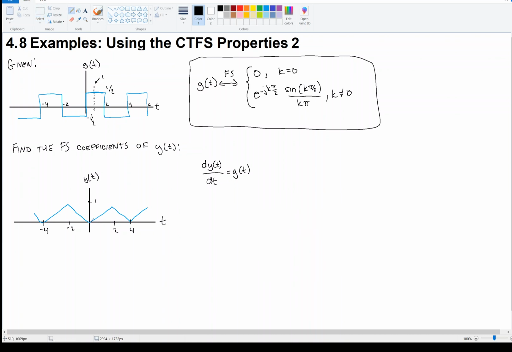Notice if we look at the triangle wave, it has a constant slope from 0 to 2, positive, and the slope there is rise over run, 1 over 2, 1/2. That's what we have for g of t from 0 to 2. Then from 2 to 4, the slope is minus 1/2, and that's what we have for g of t. The derivative alternates between 1/2 and minus 1/2, exactly what we have for g of t. So hopefully you understand this relationship holds: the derivative of y of t is equal to g of t.